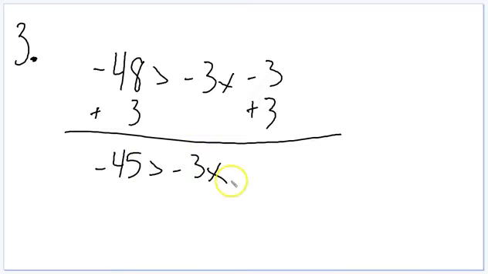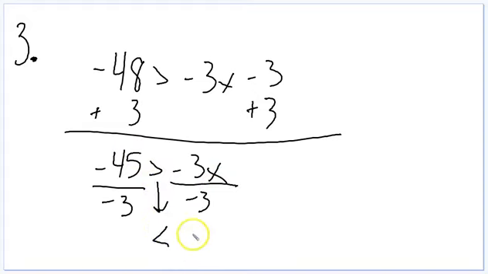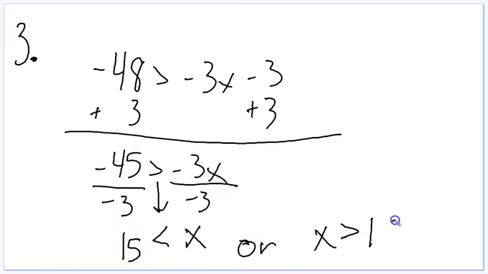Okay? So now there's multiplication in the problem. I'm going to have to divide by negative 3 on both sides. When you multiply or divide by a negative, the inequality sign is going to flip. And then we're going to get x on this side. And 45 divided by 3, with 2 negatives, it's going to be a positive, is 15. So you can write it like this, or x is greater than 15. That would be my answer for number 3.